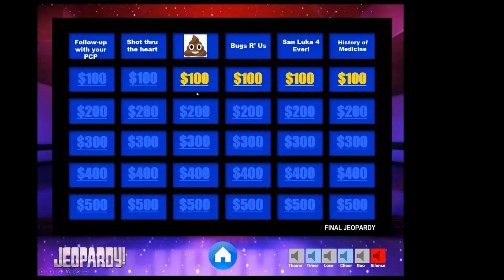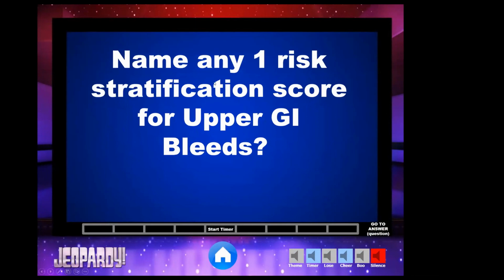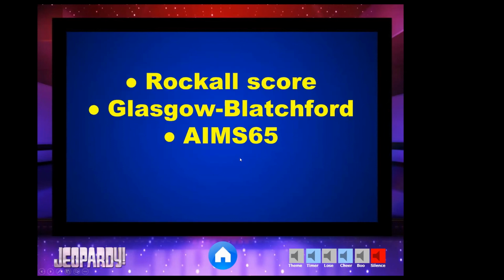All right, I feel like I'm being a judge here. So 100 for GI. Name any one risk stratification score for upper GI bleeds. Glasgow-Blatchford score. Okay, yeah, that is the right answer by Rohit. Glasgow-Blatchford is one of them. There's also Rockall. Rohit, which team? Team 3. Team 3 again. All right. On a roll.